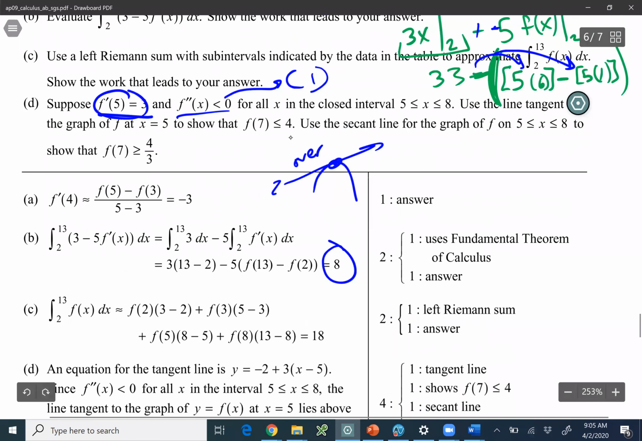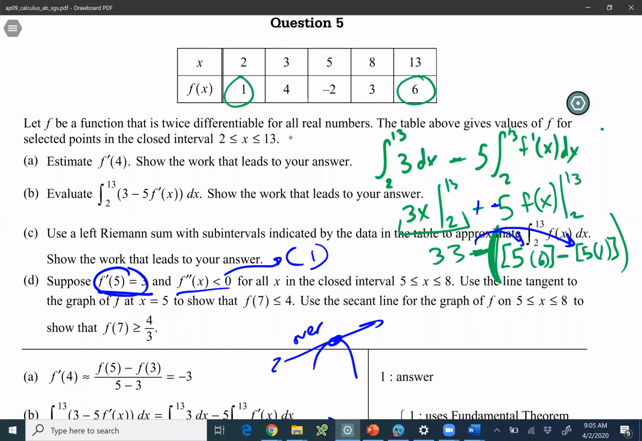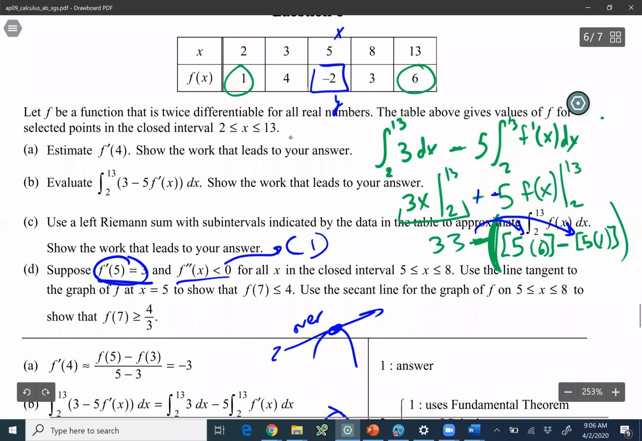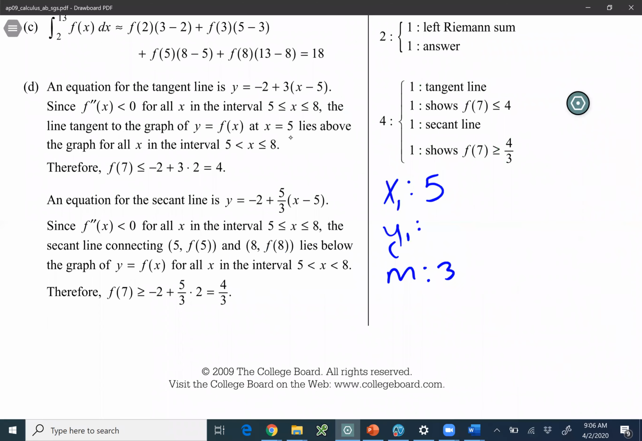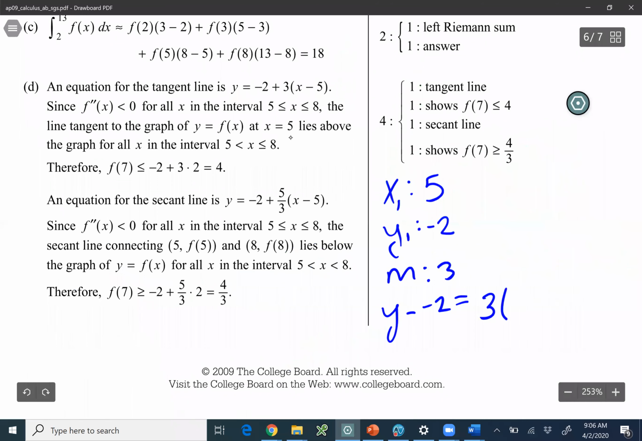Now on here, right, we do know that at 5, y1 is -2. This is like an x point. This is like a y point, right? So at 5, y1 is -2. So we can write our equation, which would be y minus -2 equals m times x minus 5. And that gives us y plus 2 equals 3 times x minus 5.